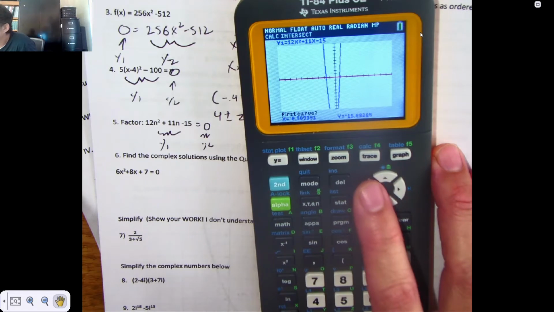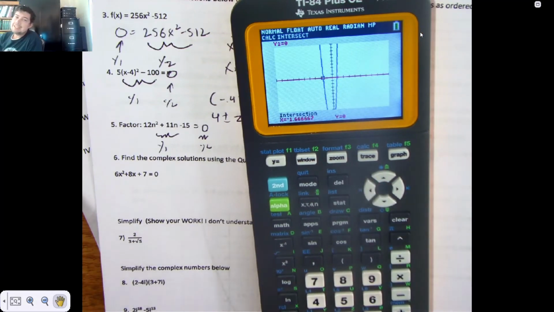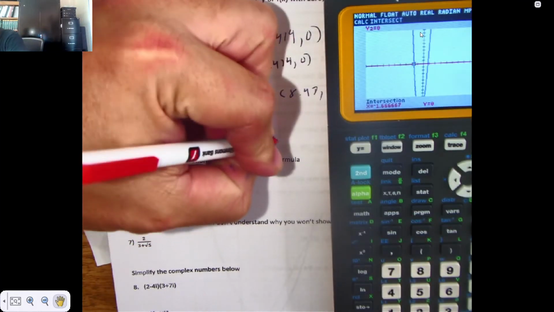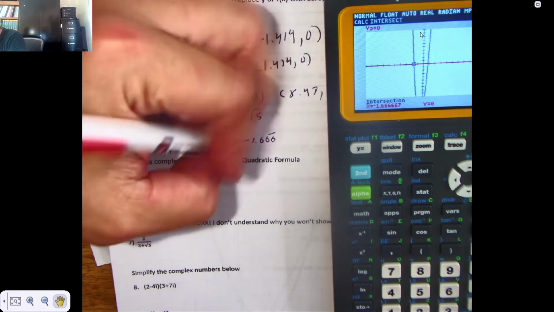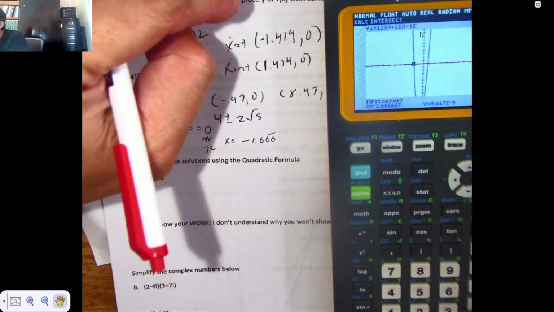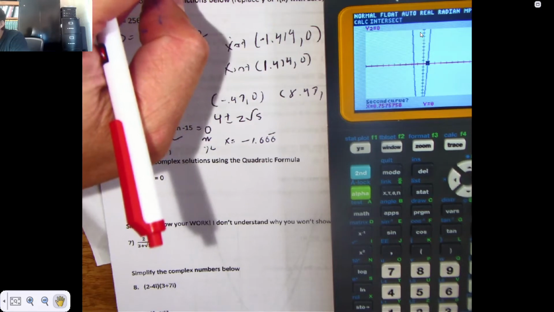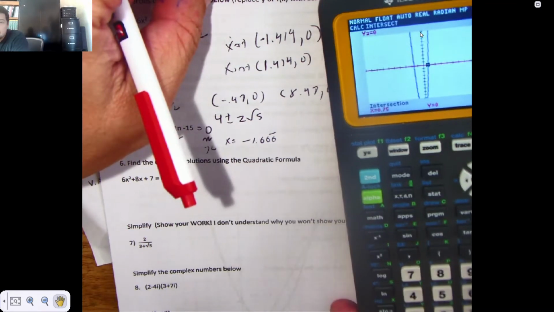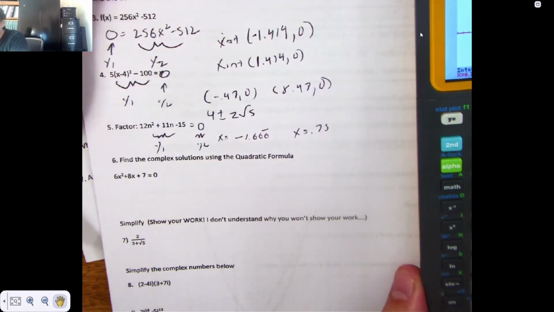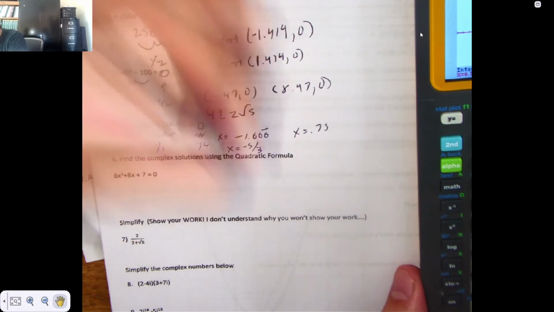I'm going to go after the left zero like I always do. Get close, enter, enter, enter. See, there's that mix, there's that fraction. That's negative 1.666 forever. There's an x value. This is going to be a hard skill for some kids because they never really learned the decimals to fractions equivalencies. There's the other, 1.75. Negative 1.666 is equivalent to being negative 5 over 3. I hope that makes sense.